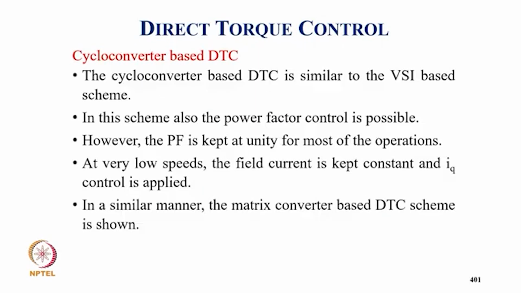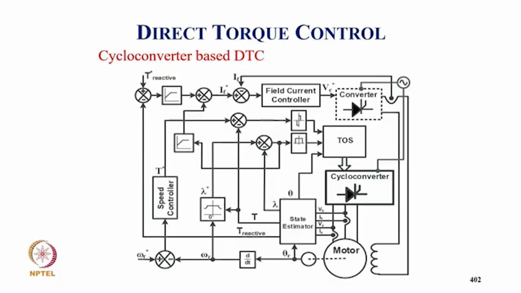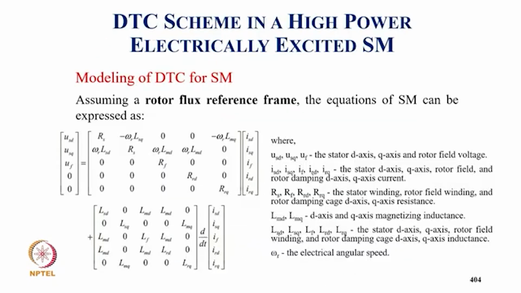So coming to cycloconverter based drive, the cycloconverter based DTC is similar to the VSI scheme, and in this scheme also power factor control is possible. However, the power factor is kept at unity for most of the operation. So at very low speed, the field current is kept constant, high torque control is applied, and in a similar manner, matrix converter based DTC is also shown. So this is typically the cycloconverter based drive. This is your direct control, and this is your matrix converter based direct control.